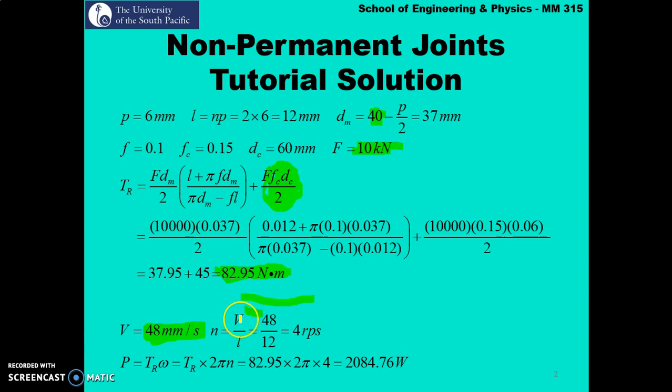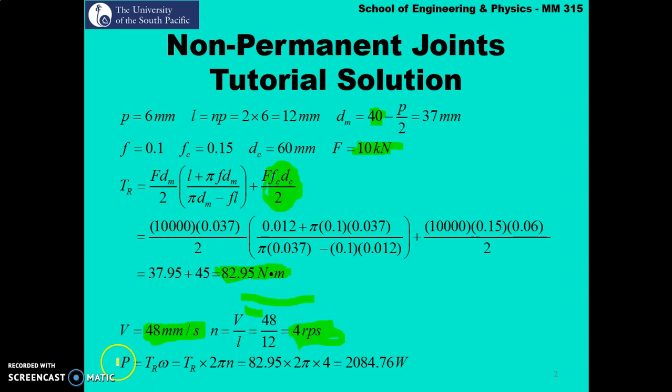So the velocity was given as 48 mm per second, the lead was given as 12 mm. So 48 divided by 12, we simply get that the speed at which the thread is moving is 4 revolutions per second. Since the velocity was given per second, the thread makes 4 turns every second.